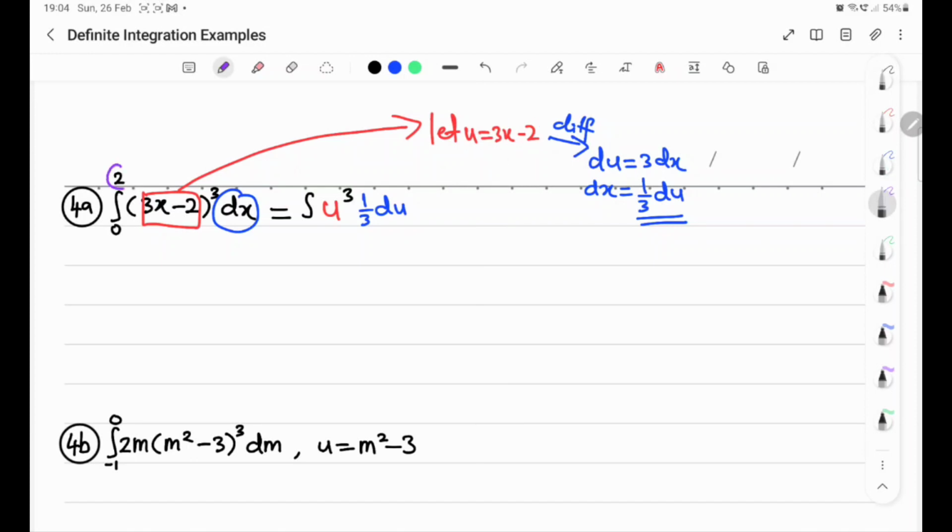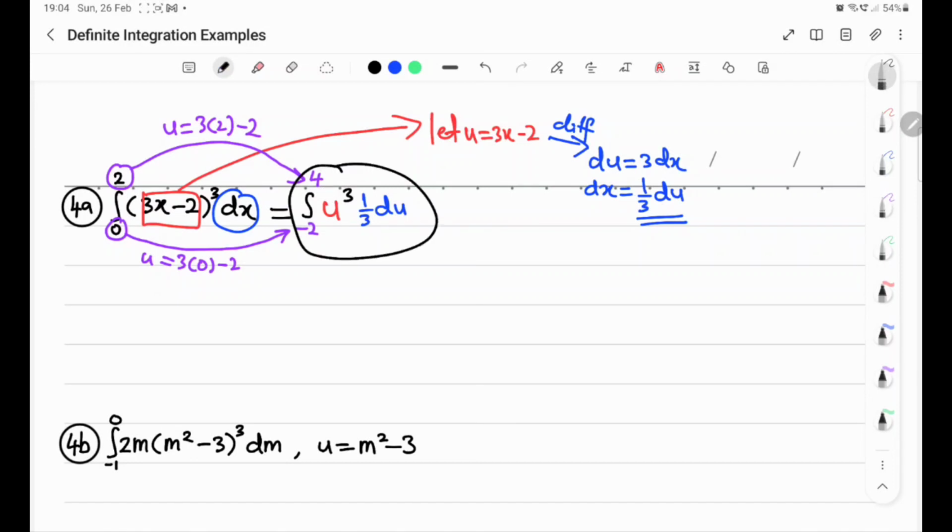Let's substitute 2 into u, so u equals 3 times 2 minus 2. 6 minus 2 is 4. And then we do the same for 0 to get minus 2. So u equals 3 times 0 minus 2. That's why we get minus 2 over there. Then everything is settled, everything agrees with each other because they are in the same variable.